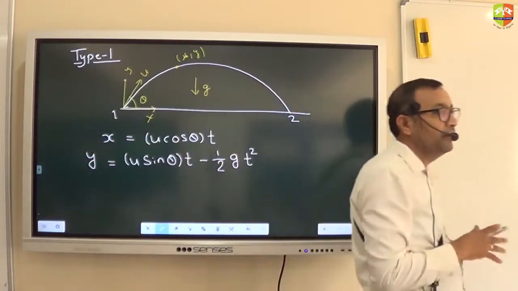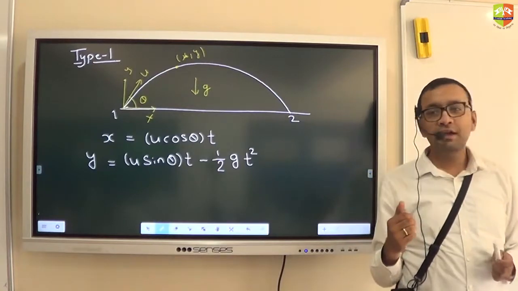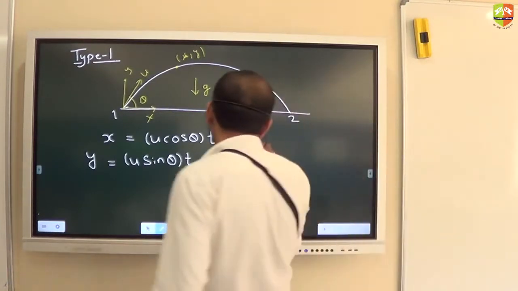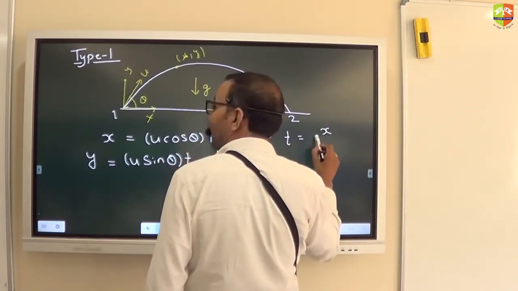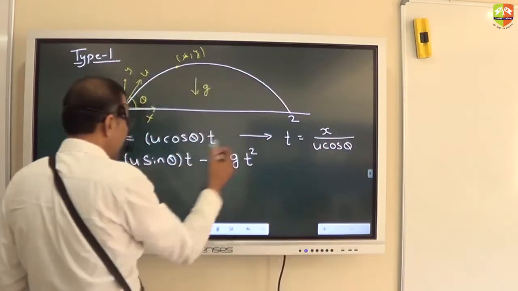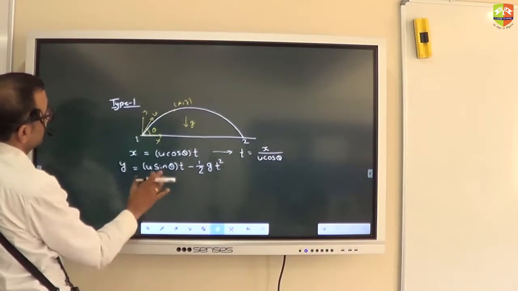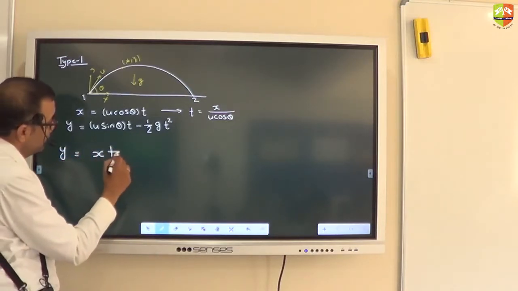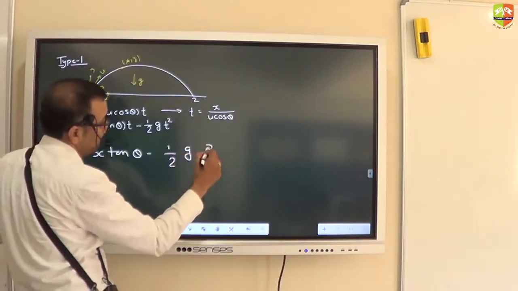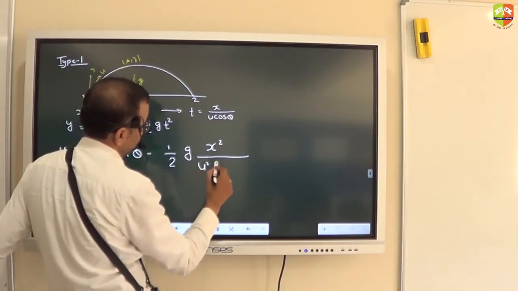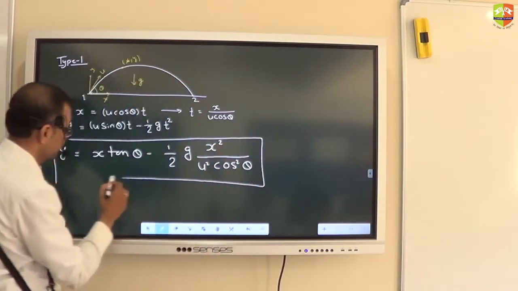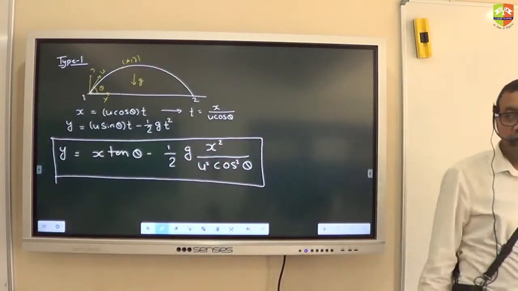So now I have got a relation between x and time and y and time. I want a relation between x and y. What should I do? Eliminate t between these two equations. Right? So you can see that from this equation you get t is equal to x by u cos theta. Substitute that here quickly. You get y is equal to x tan theta minus g x square by 2 u square cos square theta. Is this what you are getting? Right? So this is the equation of this curve, a relation between y and x.